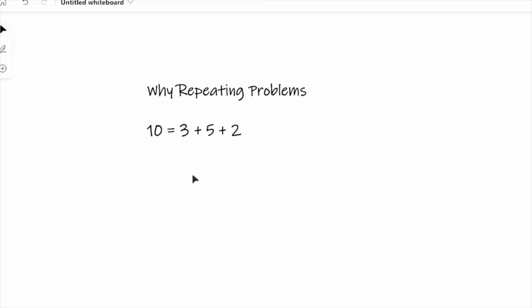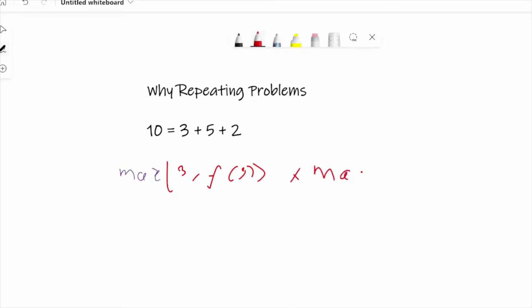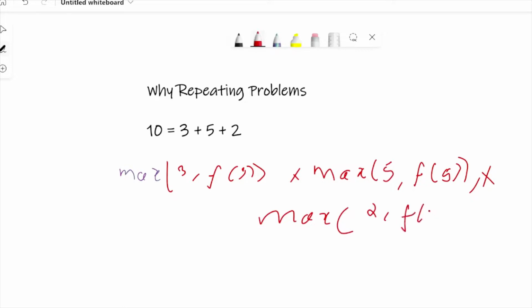So let us suppose we try to divide 10 as 3 plus 5 plus 2, right? And so what we'll end up doing is something like max of 3 comma f of 3 for specifically this division, into max of 5 comma f of 5, into max of 2 comma f of 2.